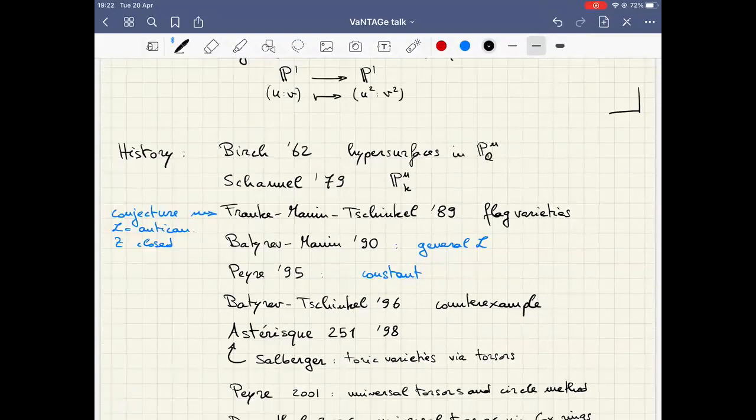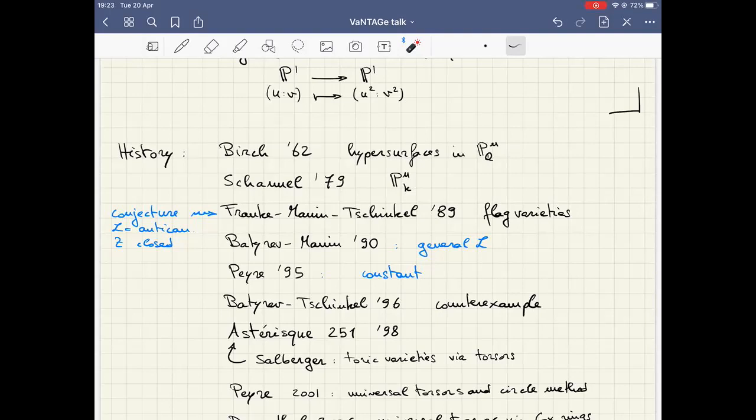All right, so I wanted to say something about the history of this conjecture. Those of you who are familiar with it know it already. It's more for finishing the introductory part and for the people who are not so familiar with it. The first two results in this direction, by which I mean asymptotic formulas for rational points of bounded height, are by Birch and Schanuel. Birch in '62 with the circle method for hypersurfaces in projective space over the rational numbers, and then Schanuel for projective space over arbitrary number fields.